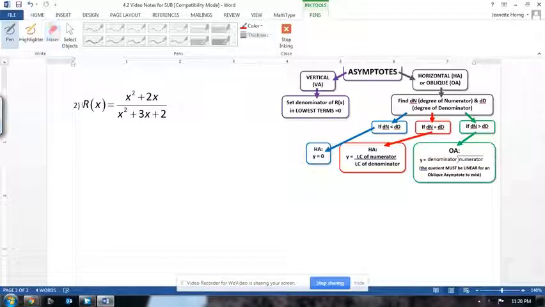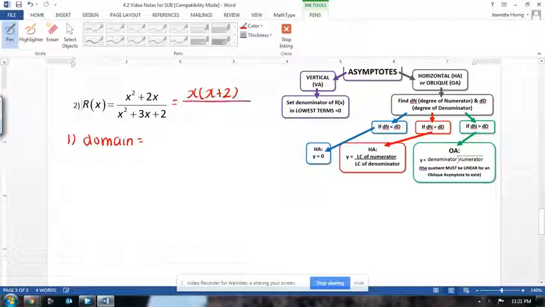So let's take a look at this function r of x equals x squared plus 2x over x squared plus 3x plus 2. First thing first, we'll find the domain. Now remember, when you find the domain, you have to factor your numerator and denominator. So numerator, I can factor out a GCF of x. Denominator, let's see what I get when I factor that.